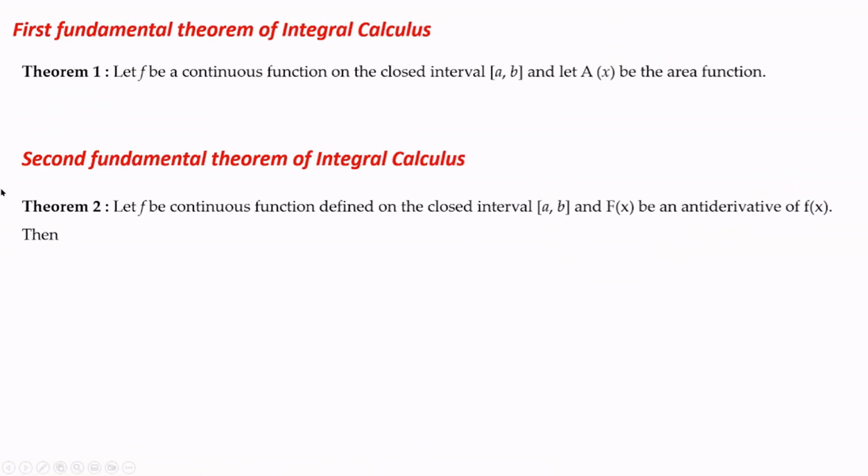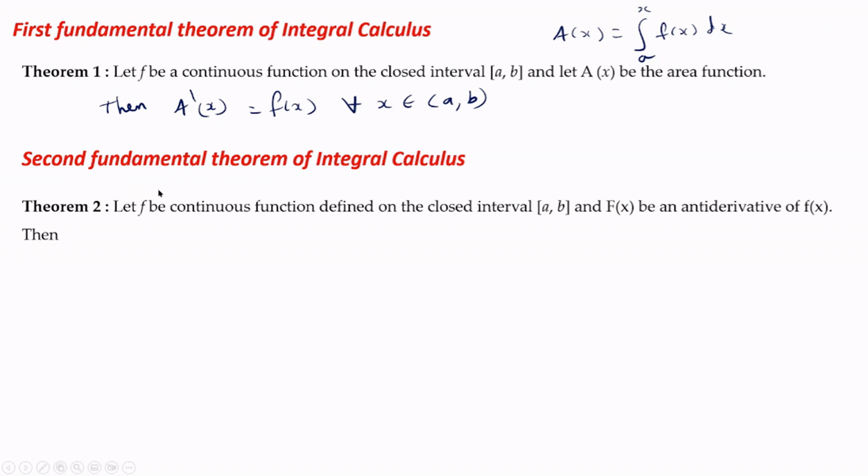Next we have the first fundamental theorem and the second fundamental theorem of integral calculus. The first fundamental theorem is: let f be a continuous function on the closed interval a comma b and let A of x be the area function. Then we saw A of x as integral a to x f of x dx. Here the first fundamental theorem states that A dash of x will be equal to f of x for all x belonging to the open interval a comma b. So this is the first fundamental theorem of integral calculus.